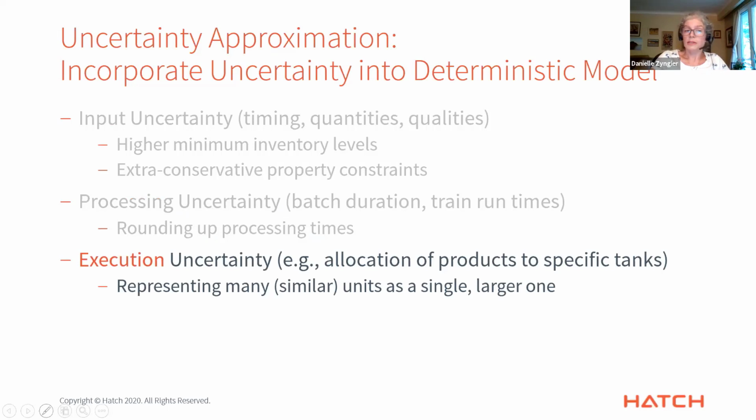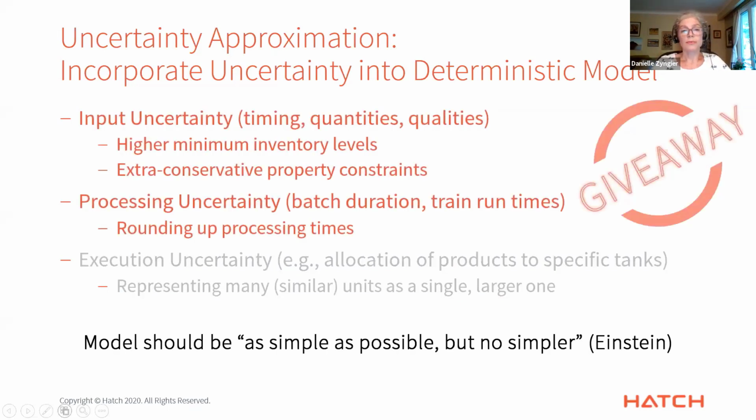Another method is execution uncertainty. So say you have many different tanks or many different stockpiles. Do you really care where products are being allocated? Well, maybe just lump them all and let execution or operations deal with the fact that maybe that stockpile is blocked because they're doing some quality assessment. Like, you just deal with that at the execution level, which is fine. That's another method.